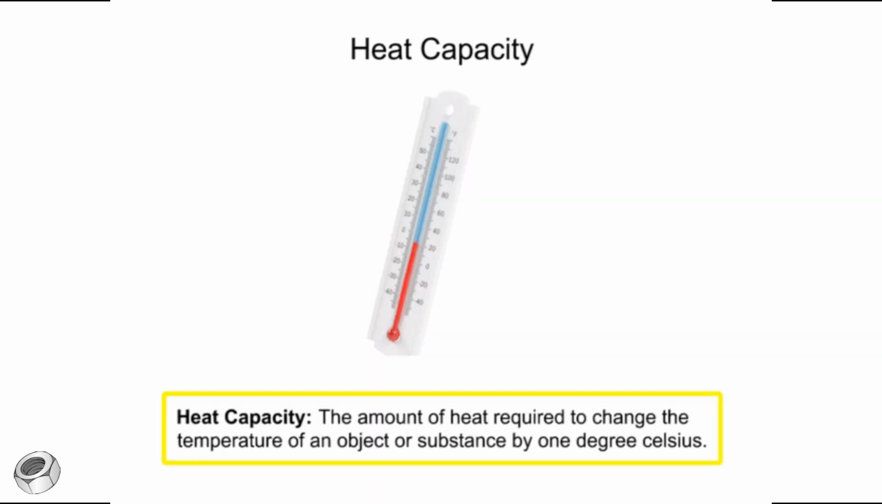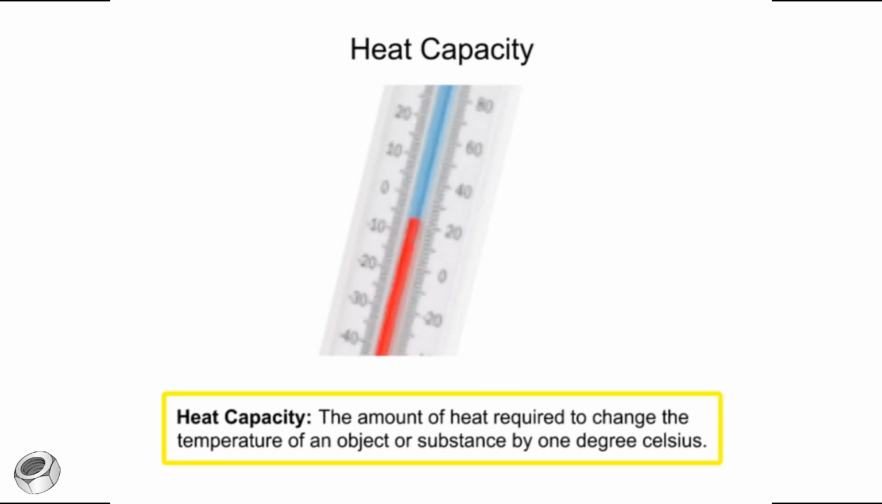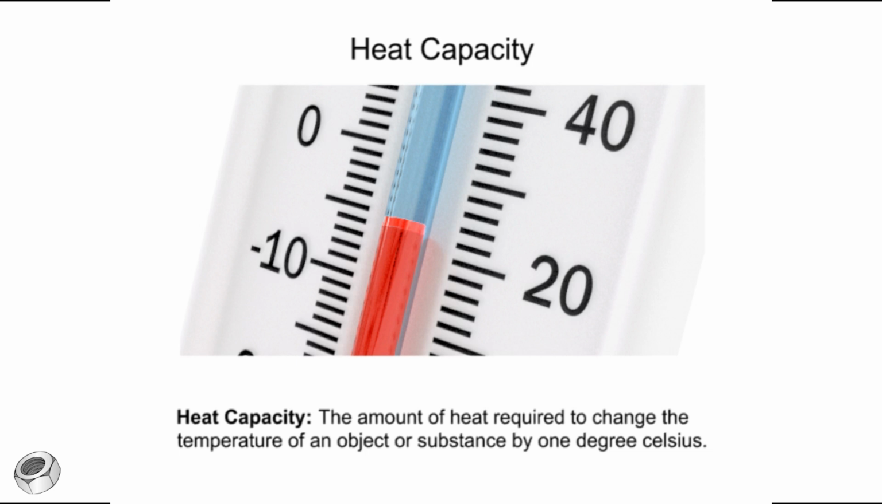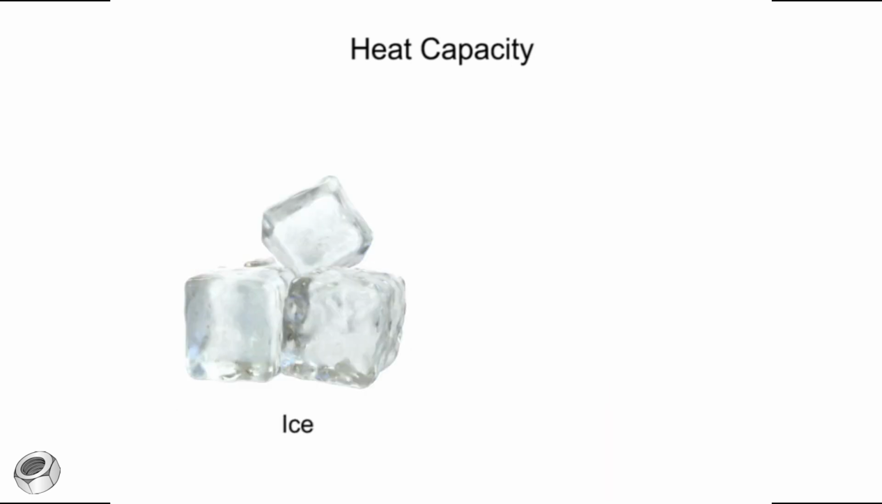Heat capacity is the amount of heat required to change the temperature of an object or substance by 1 degree Celsius. The heat capacity of water varies depending on its phase. As solid ice, the heat capacity of water is 0.5 calories per gram for every 1 degree Celsius, which means it takes half a calorie to raise the temperature of 1 gram of ice 1 degree Celsius.